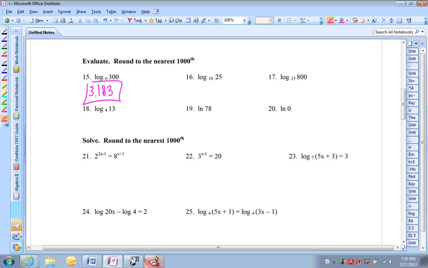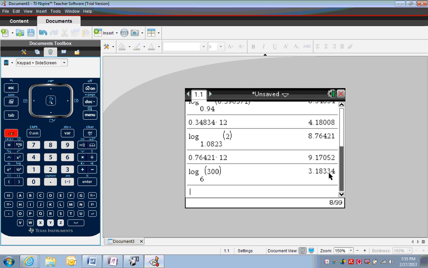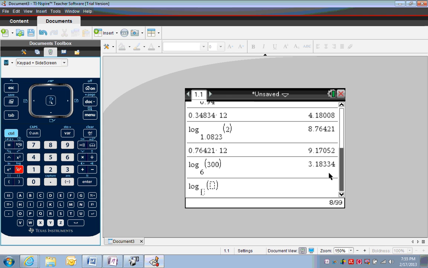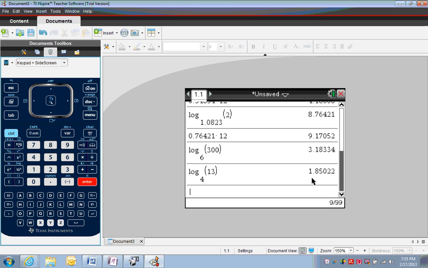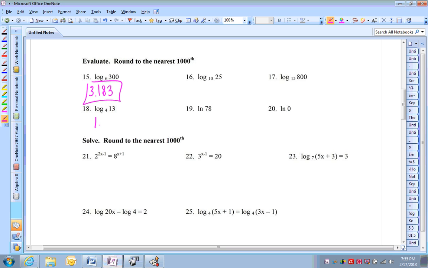Okay, number 18 is the next problem we didn't do in that section on our quiz, which is log base 4 of 13. Go to my calculator, I hit control 10 raised to the x for my log. Base 4 of 13. I hit enter, and my value is 1.85022. So my final answer to number 18 is 1.850.